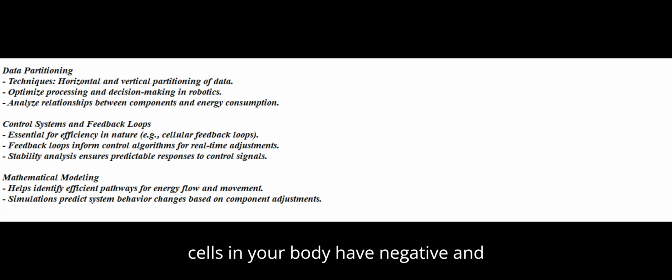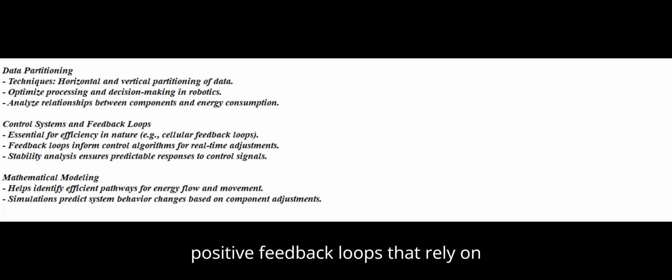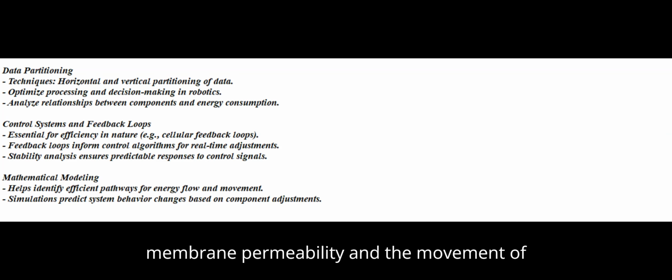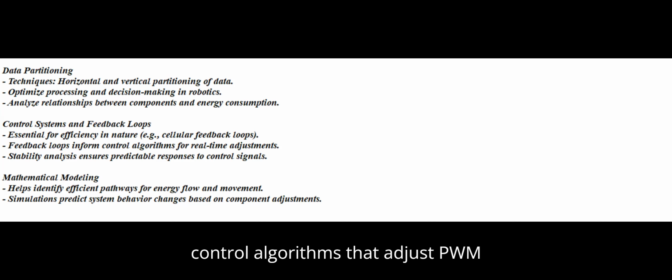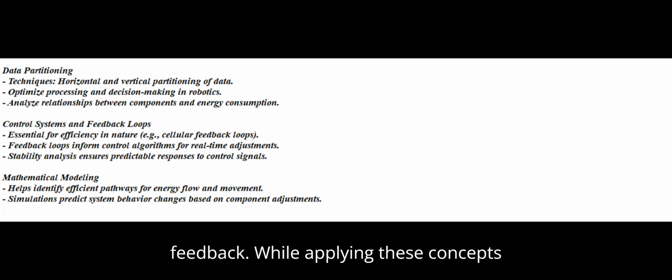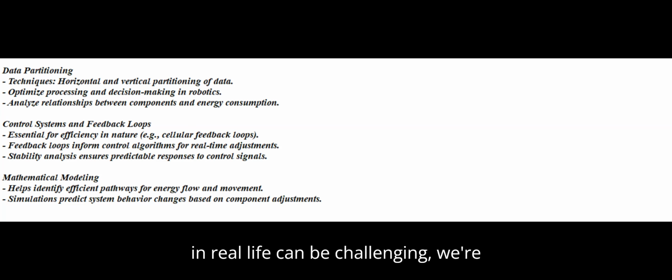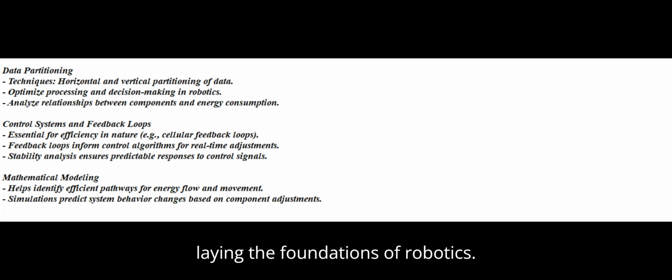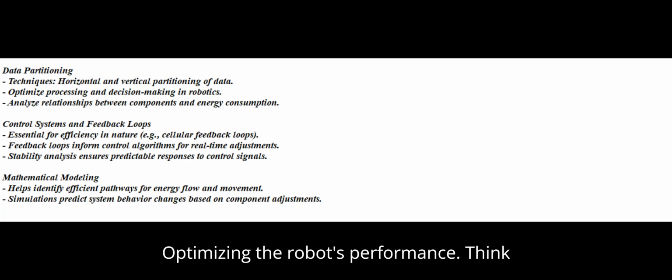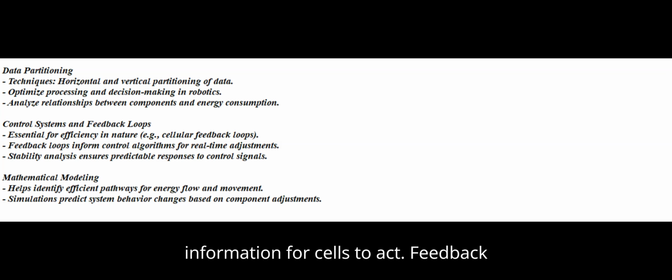The cells in your body have negative and positive feedback loops that rely on membrane permeability and the movement of salt and potassium in the circulatory system. Mathematical models help design control algorithms that adjust PWM signals based on real-time sensor feedback. While applying these concepts in real life can be challenging, we're laying the foundations of robotics, optimizing the robot's performance. Think of the human body, where senses provide information for cells to act. Feedback loops and mechanisms rely on electromagnetic gradients to help understand these interactions.